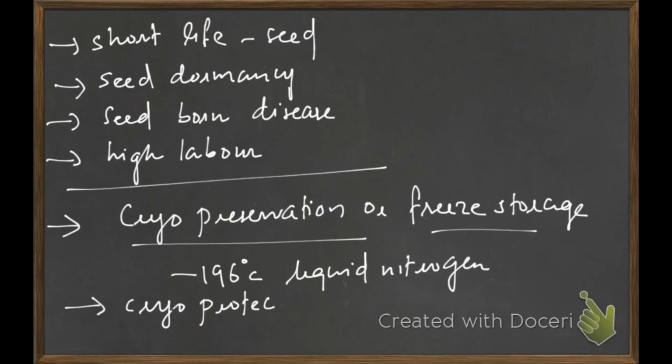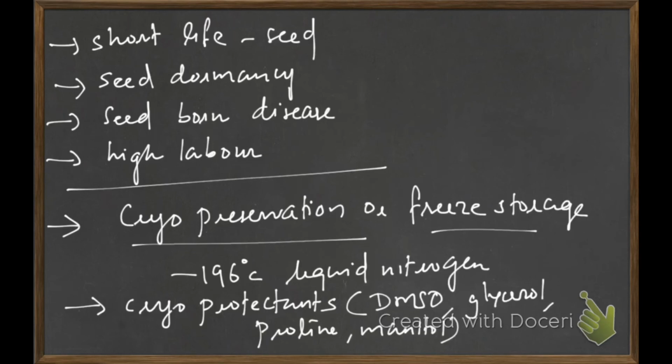Why do we add cryoprotectants? Protectants help the cytoplasm to not get destroyed by forming ice crystals. The cryoprotectants such as dimethyl sulfoxide, DMSO, glycerol, mannitol, proline. These substances are added to the plant tissue and they are kept in the liquid nitrogen.